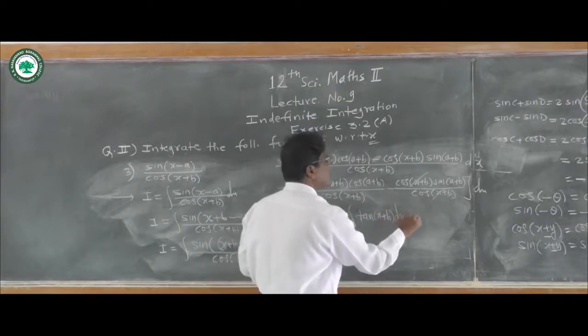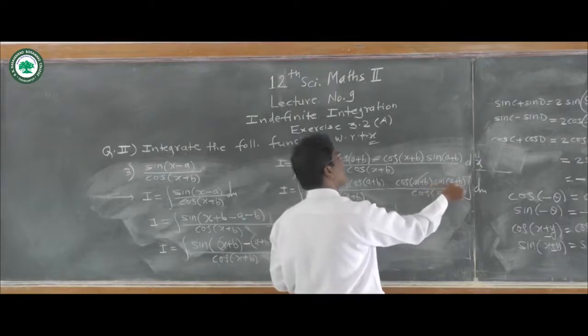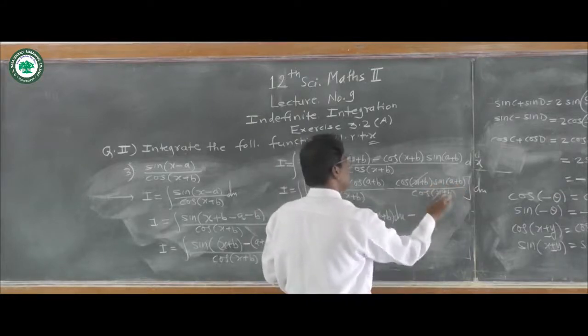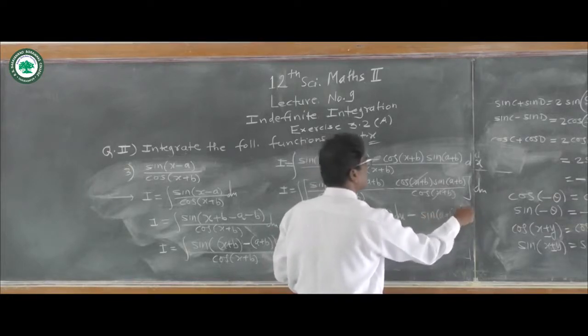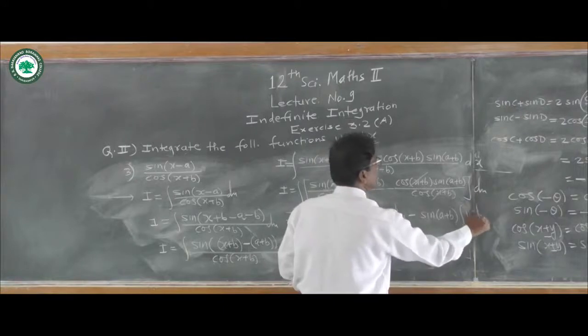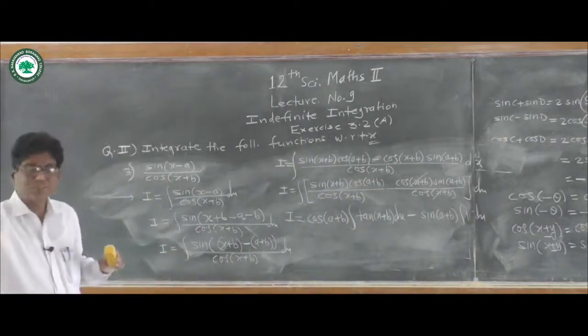Now here in the minus term, the cos x plus b get cancelled, and this sin of a plus b is again constant, so we take it outside the integral, so sin of a plus b into integration of 1 dx. And now finally take the integration using the formula.